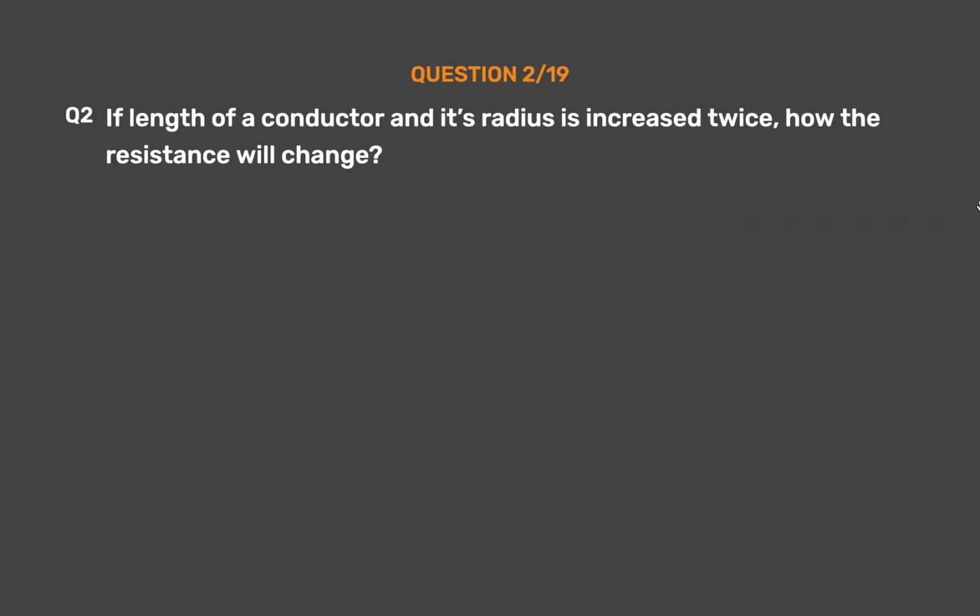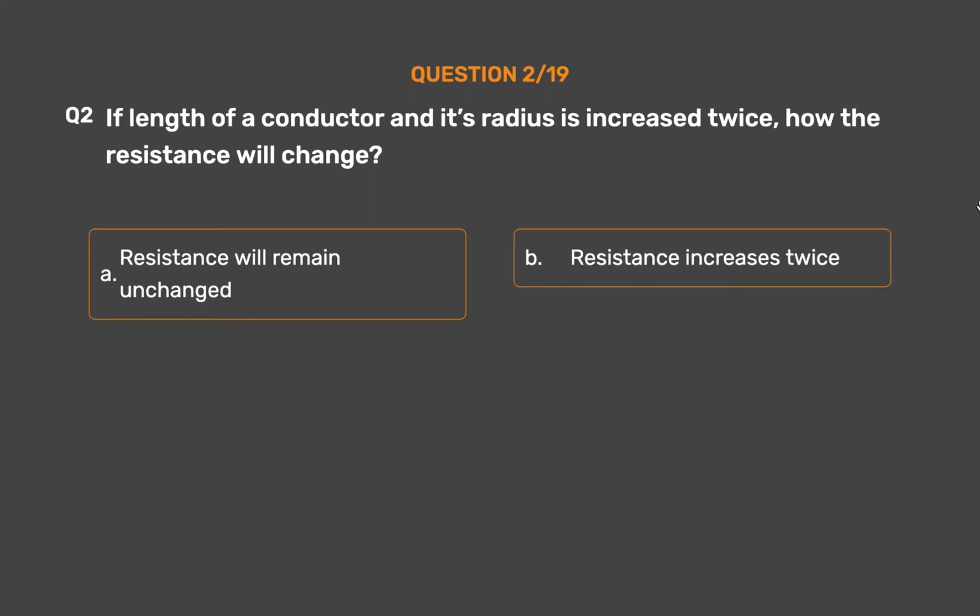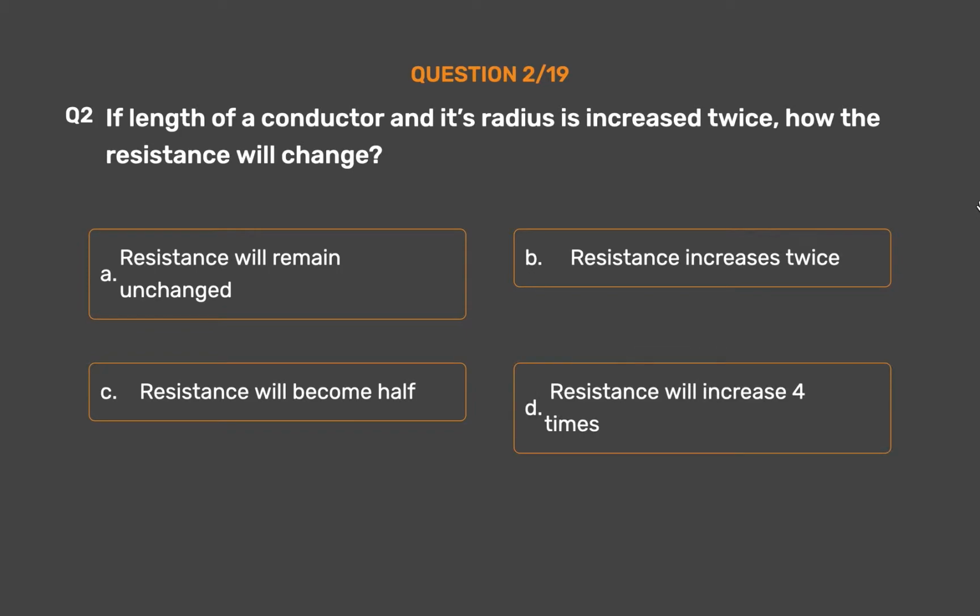Question number 2. If the length of a conductor and its radius are increased twice, how will the resistance change? Option A. Resistance will remain unchanged. Option B. Resistance increases twice. Option C. Resistance will become half. Option D. Resistance will increase 4 times.